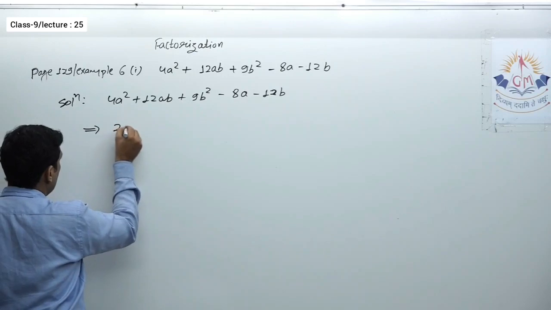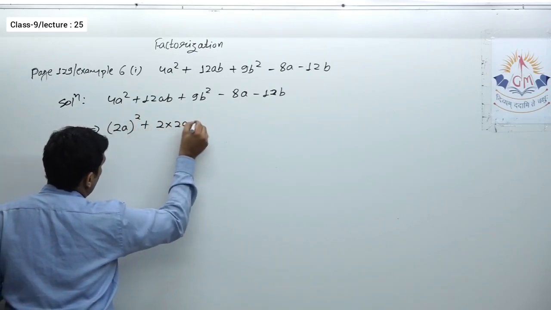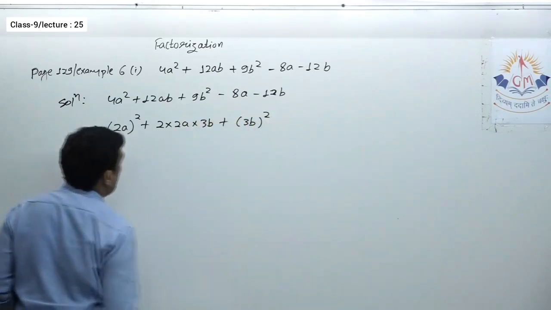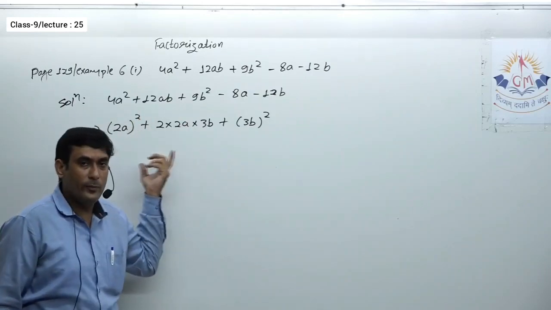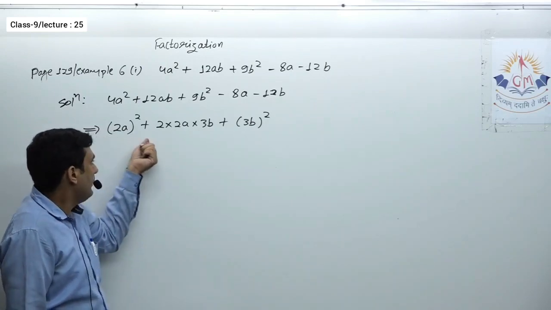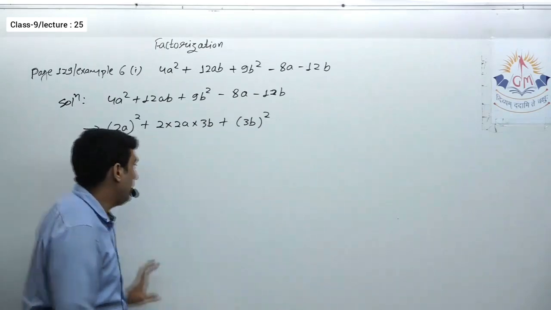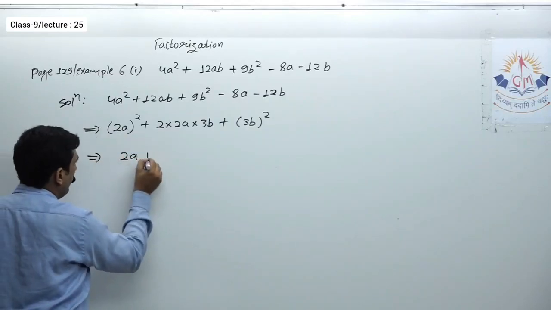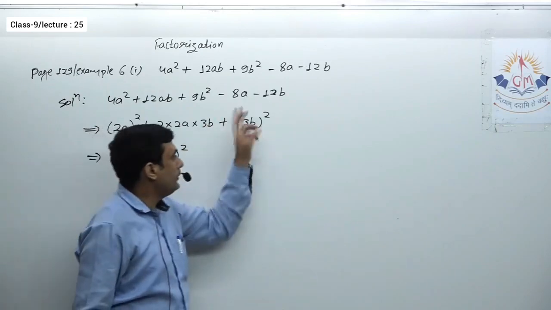So here I write 2a whole square plus 2 into 2a into 3b plus 3b whole square. Okay, I wrote these three terms in such a way that gives me directly the form of an identity. First square plus 2 into first into second plus second square, that is first plus second whole square. So definitely this portion is left, but over here I can write 2a plus 3b whole square, that is for sure. Now what about these two terms?